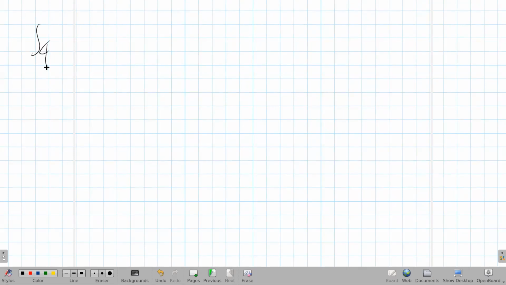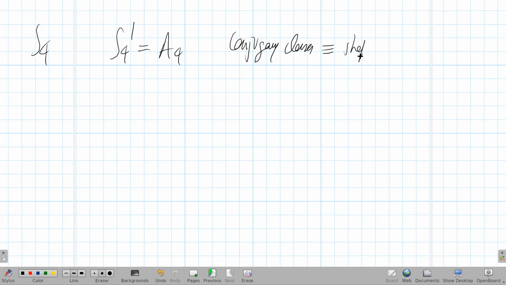S4 is in a certain sense easier. Why? Well, first of all, it's always true that the derived subgroup of S4 is A4. And then conjugacy classes are easier because conjugacy classes correspond to the shapes of the elements.